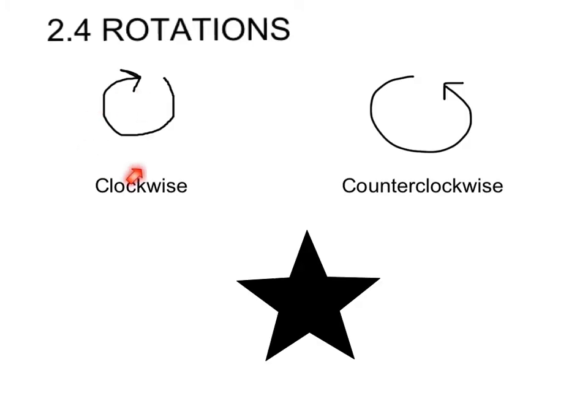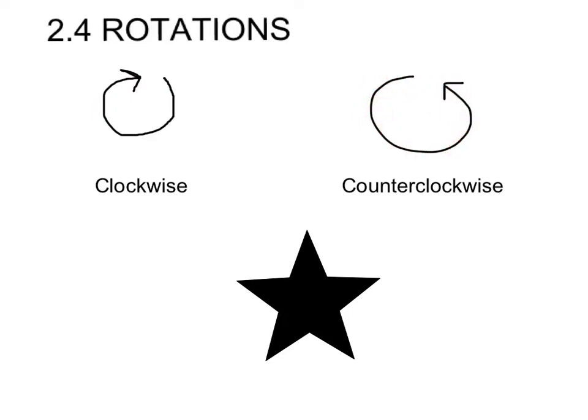Section 2.4. The next transformation that we're going to talk about is rotation. A rotation is when you take an object and you spin it. Now you can spin it clockwise or counterclockwise. So make sure you write this down. Clockwise is when you move something the way a clock moves, which is to the right. So you go clockwise if you move something to the right. If you move something backwards, the opposite of a clock, it's called counterclockwise.